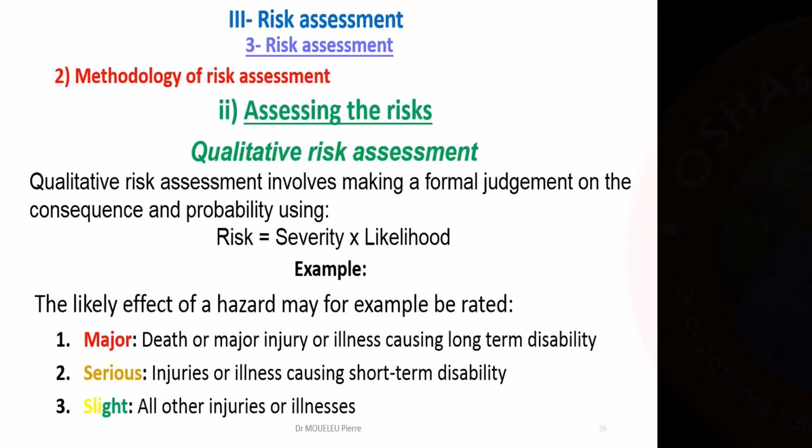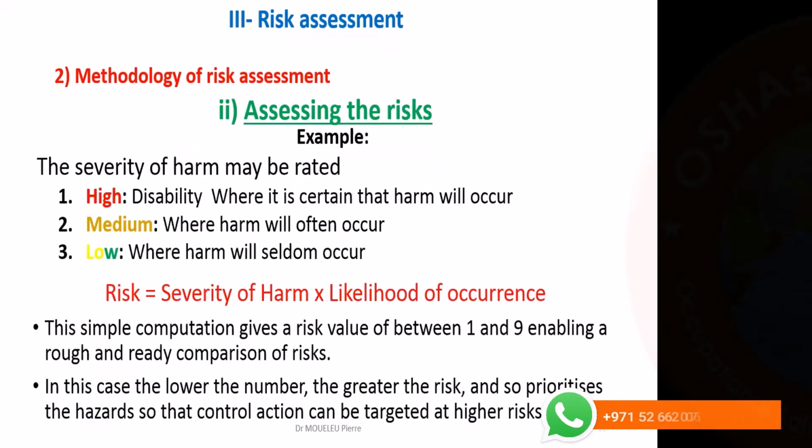For example, the likely effect of a hazard may be rated as major, serious, light, or slight. So major is when it can lead to death or major injury or illness causing long-term disability too. Serious when you have injuries and illness causing short-term disability. And we have slight when all other types of injuries and illnesses.